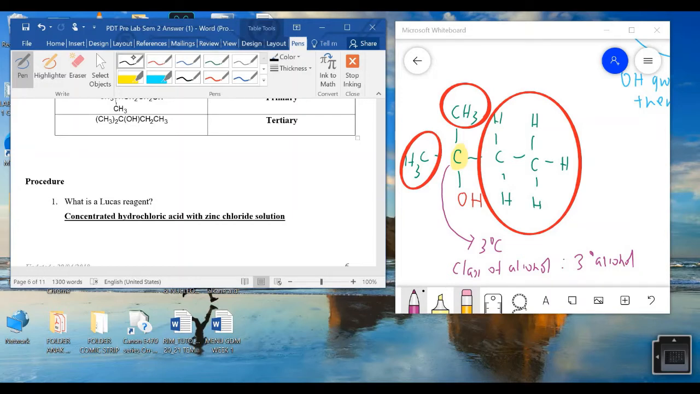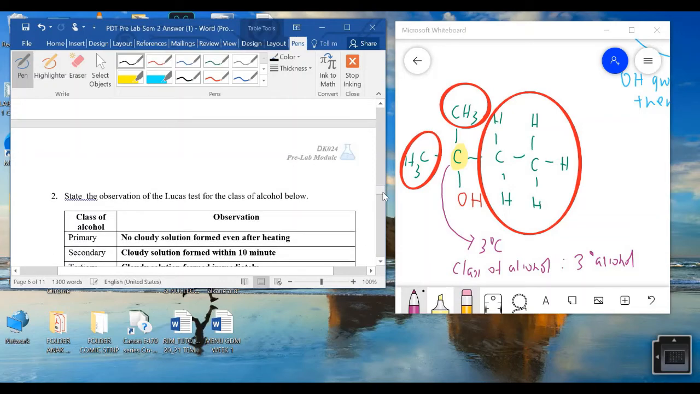So, kalau kita tengok, ada dua test okay, untuk detect ataupun untuk classify the alcohol. Test yang pertama adalah Lucas test yang menggunakan Lucas reagent. Test yang kedua adalah oxidation reaction yang menggunakan oxidizing agent KMnO4. So ada dua jenis test untuk kita classify the alcohol. One is Lucas test, the other one is oxidation reaction. Okay.